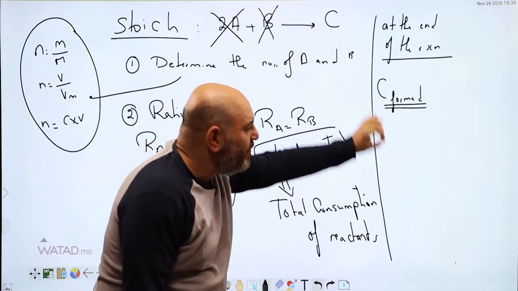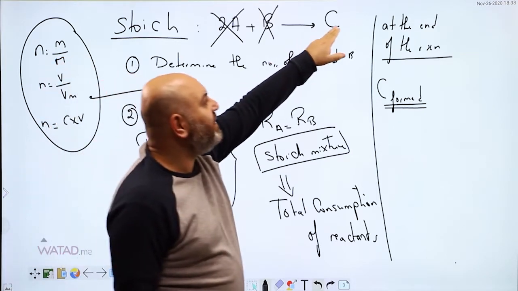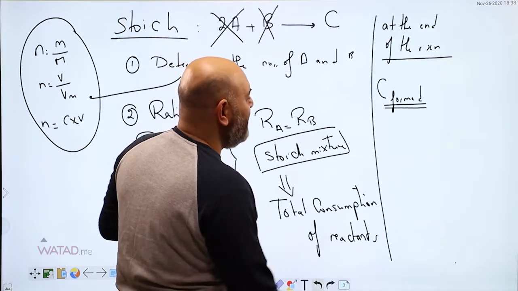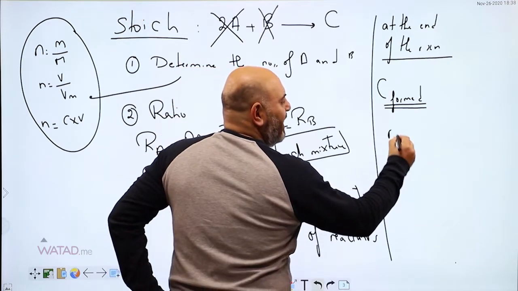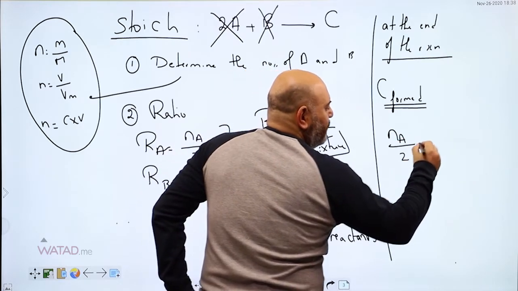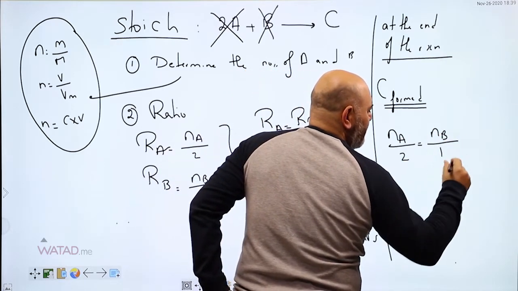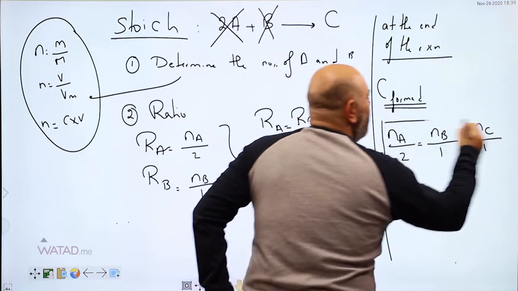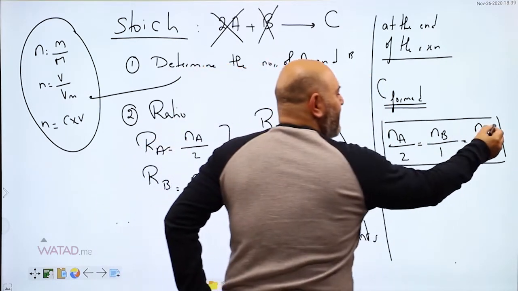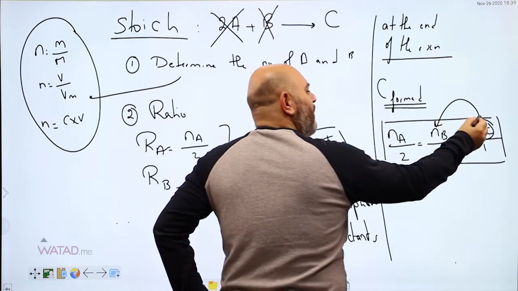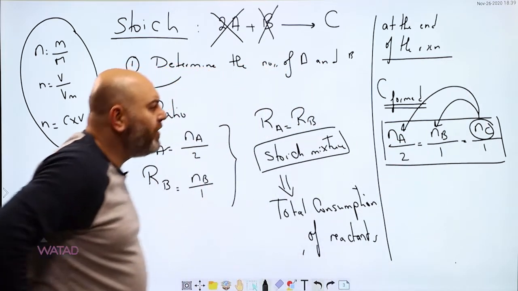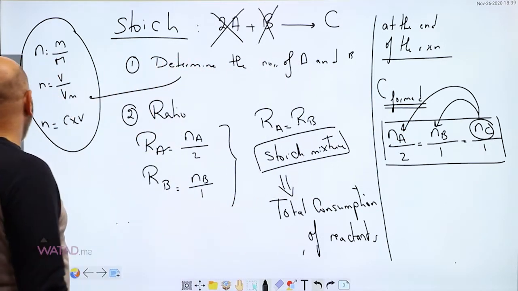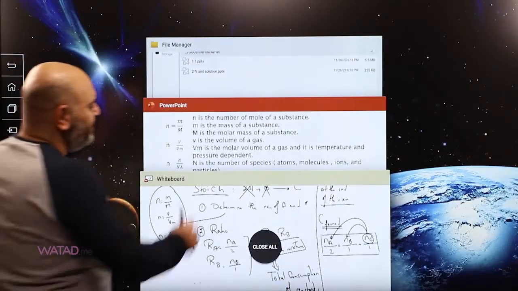How do we find the quantity of C formed? The quantity of C formed is going to be found from A or B according to stoichiometry. This implies that N of A over 2 equals N of B over 1 equals N of C over 1. And this is how we are going to find the number of mole of C using any of the two reactants, A or B, because we have them as given from the beginning. And this is the meaning of the first mixture, which is stoichiometric mixture.